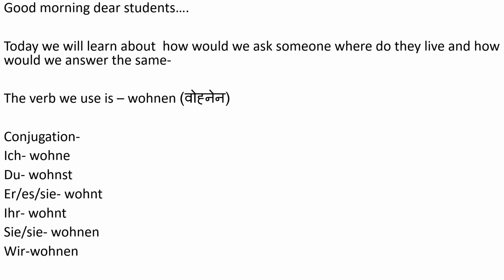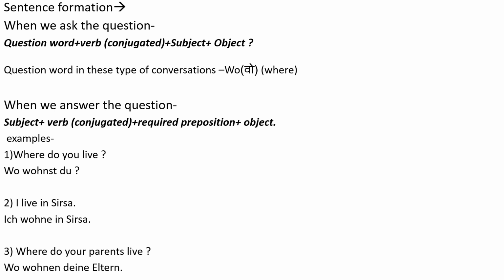So, the sentence formation. When we ask the question, the question word comes first. The question word is where. In second position, the verb is conjugated according to the subject. At third position, we use the subject, and after that, whatever is left in the sentence, the object or something like that. Now, for the answer to the same question, the sentence formation will be subject first, then the verb conjugated according to the subject, then the required preposition. Mostly we use in, and at the end, the object.